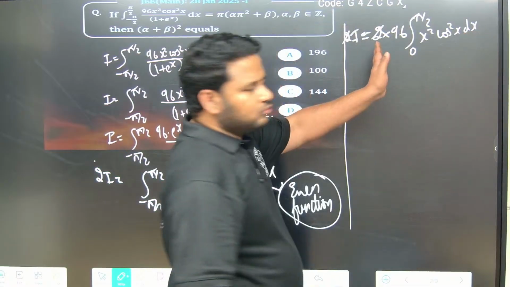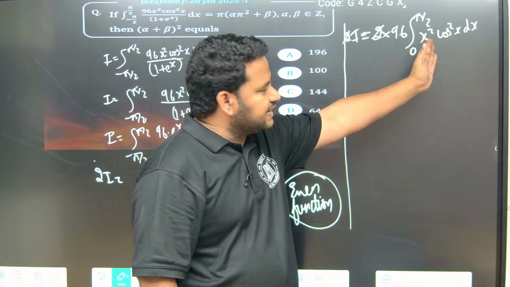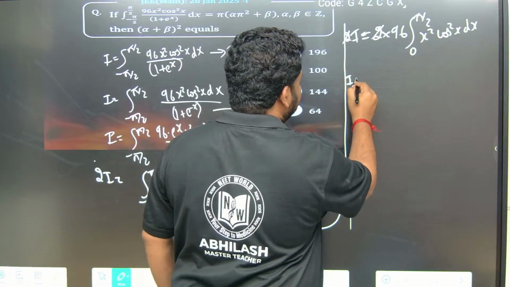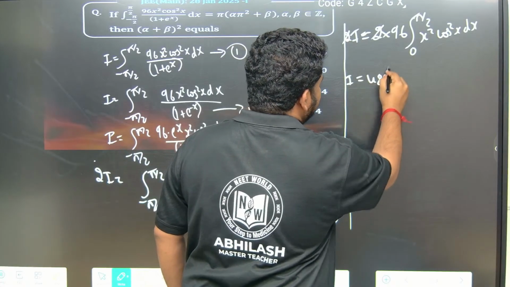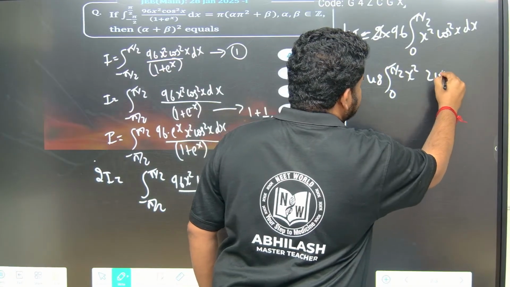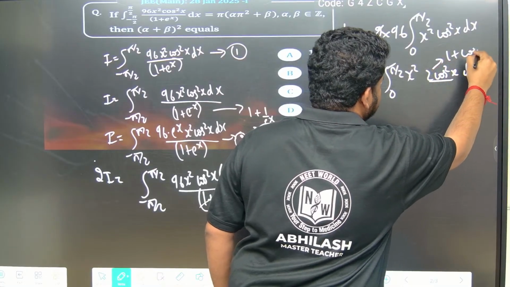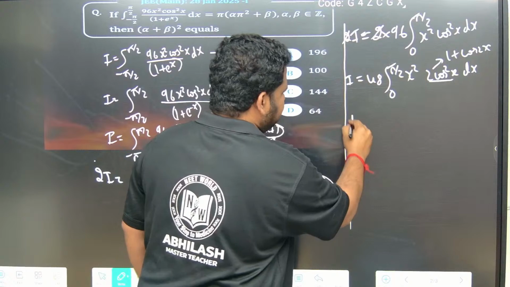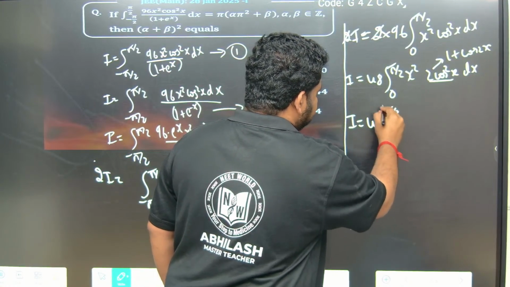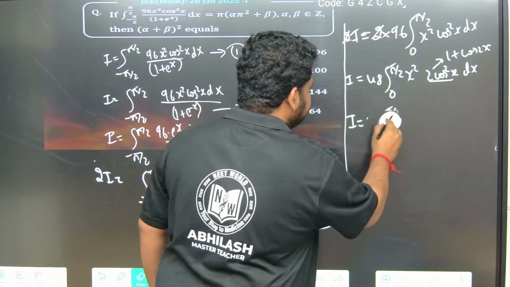Now, either I can do integration by parts directly, or I can send one of the two inside. I can write 2 cos square x is equal to 1 plus cos 2x. So, this I can write as I is equal to 48 into 0 to pi by 2 x square into 2 cos square x dx. So this 2 cos square x dx I can write it as what? 1 plus cos 2x. Okay. So next step I will write it, I is equal to 48 into 0 to pi by 2.